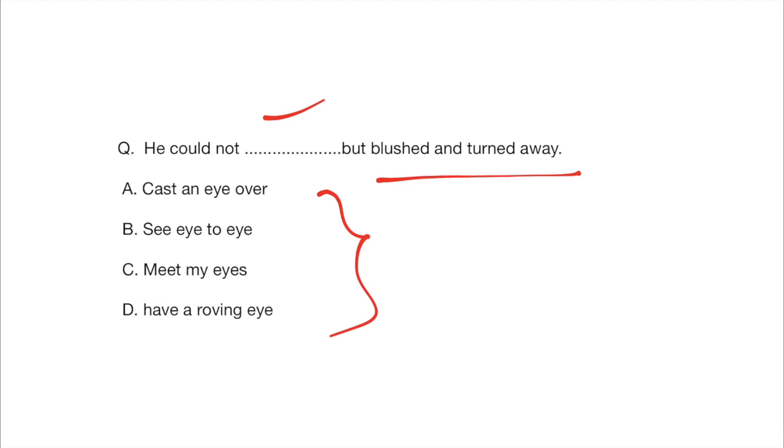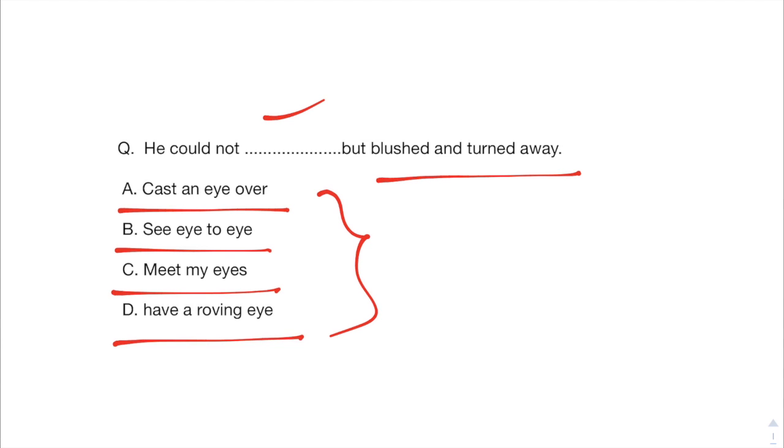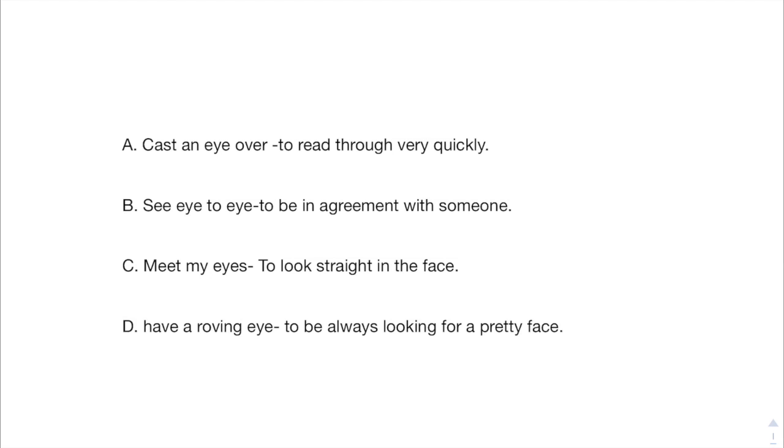So the first option was cast an eye over. Second was see eye to eye. Third was meet my eyes. And fourth was have a roving eye. So you might be wondering which one will fit the question. Let us see each. Cast an eye over means to read through very quickly, right?